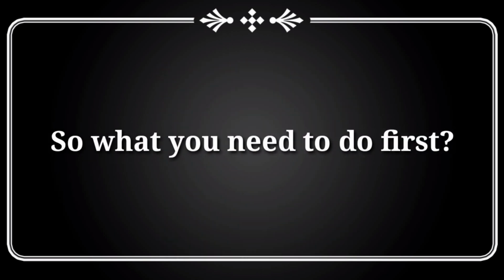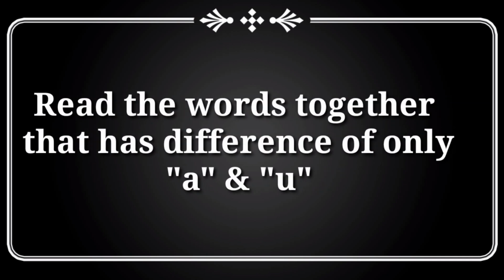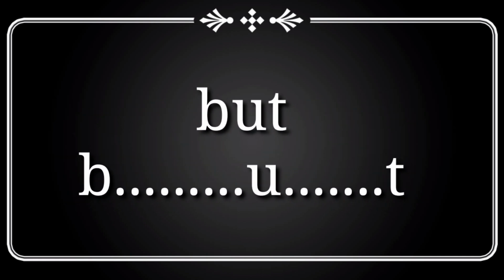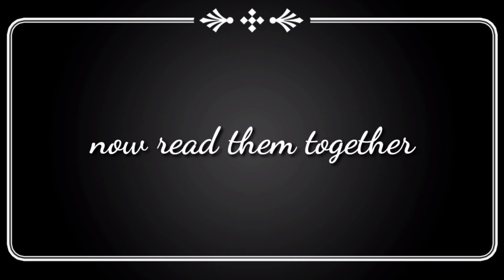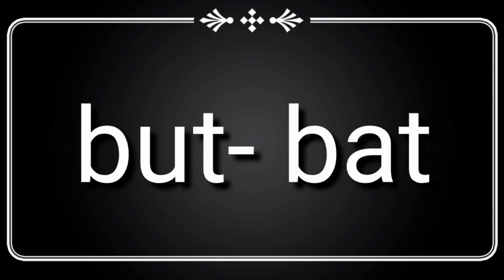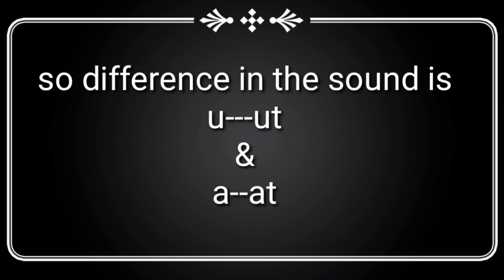So what you need to do first is read together the words that have a difference of only A and U, like but, b-u-t, but, and bat, b-a-t, bat. Now read them together like but, bat, but, bat. So it will make it easy for the kids to understand.